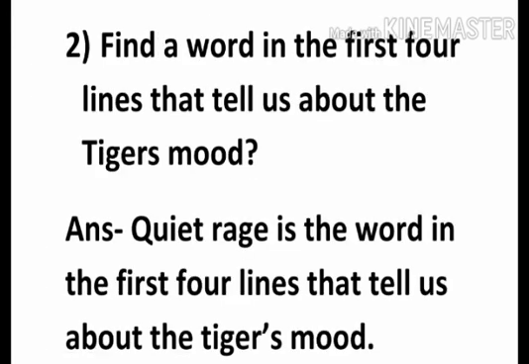Question number 2. Find a word in the first 4 lines that tell us about the tiger's mood. Answer. Quiet rage is the word in the first 4 lines that tell us about the tiger's mood.